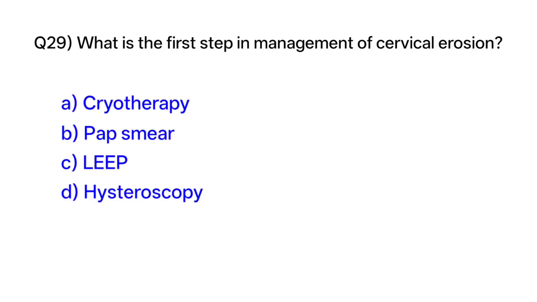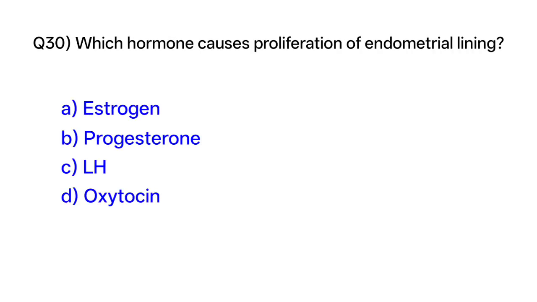Question number 29. What is the first step in management of cervical erosion? The correct option is B. Pap smear. Question number 30. Which hormone causes proliferation of endometrial lining? The correct option is A. Estrogen.